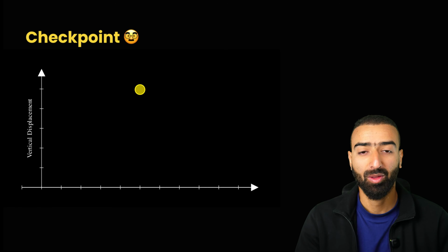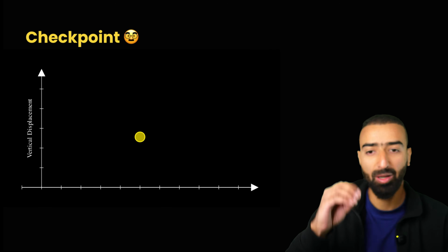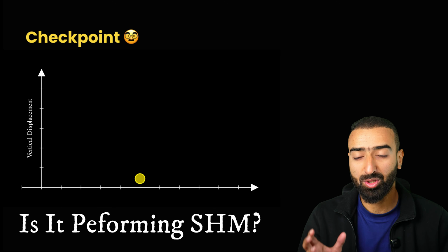Before moving further, we are stopped at this checkpoint. A ball is bouncing elastically on a hard floor. It's bouncing up and down. Is this motion simple harmonic?